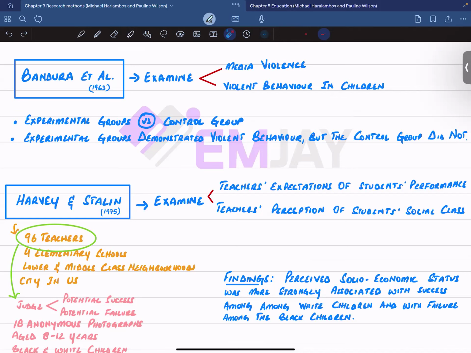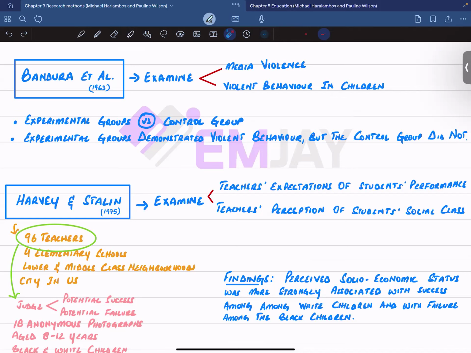Now, of course, we're talking about a study back in the 1960s, and this study was conducted in the United States. Back then, television was something that was probably gaining popularity, and the extent to which violence was shown on television was a concern for many people. So, the research conducted by Bandura et al. was trying to examine the relationship between violence that is shown on media and the effect it has on the behavior of children. Now, there's more detail to this.